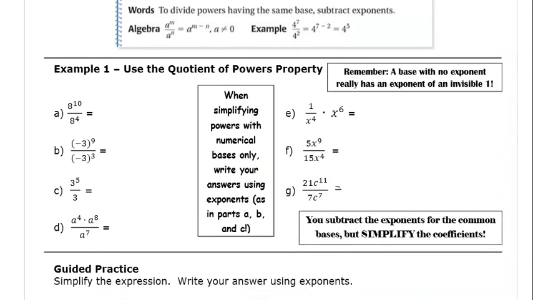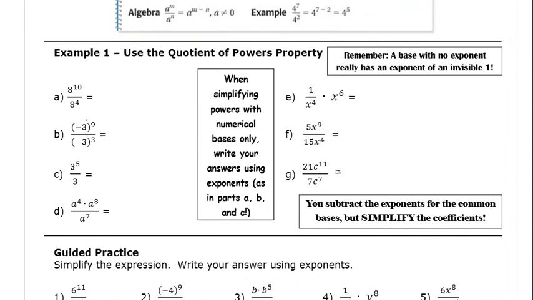So let's look at example 1. For letter A, we have a base of 8. Okay, we're going to subtract our exponents, and we end up with 8 to the 6th power. Remember that when simplifying powers with numerical bases only, we can write our answers using exponents, just like we did in the first lesson. In letter B, our base is negative 3. We're going to subtract our exponents and get negative 3 to the 6th power. In letter C, remember there's an invisible exponent of 1 whenever you don't see one. So our base is 3, and we get 3 to the 4th.